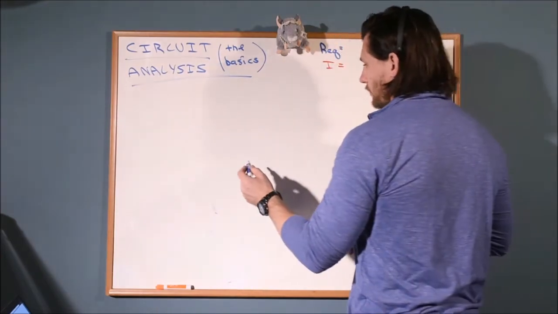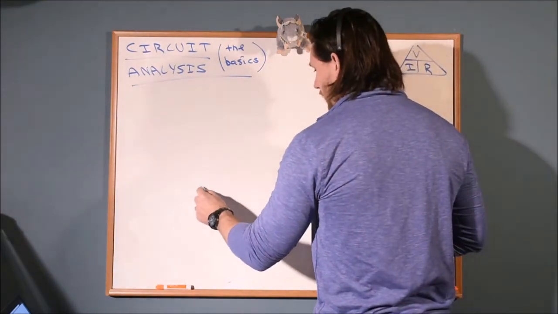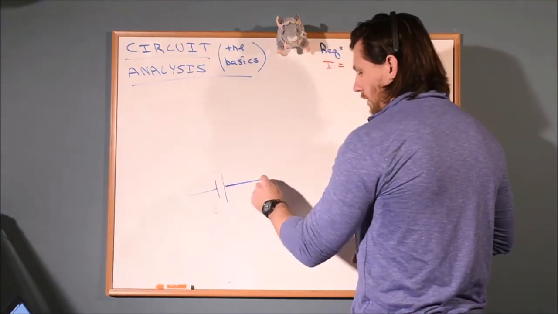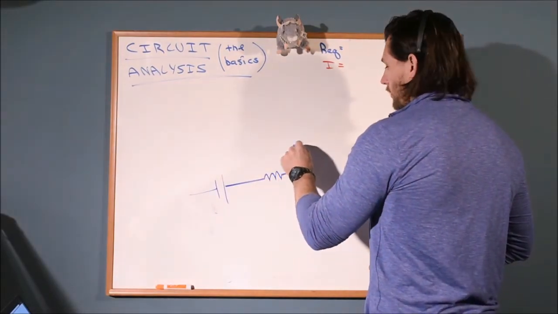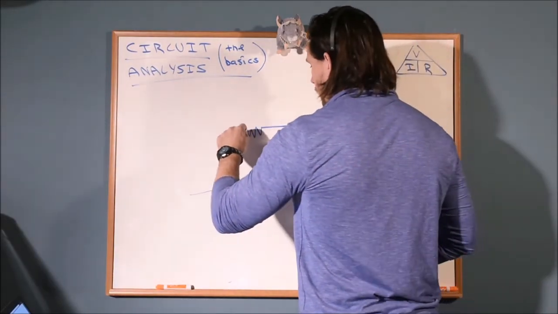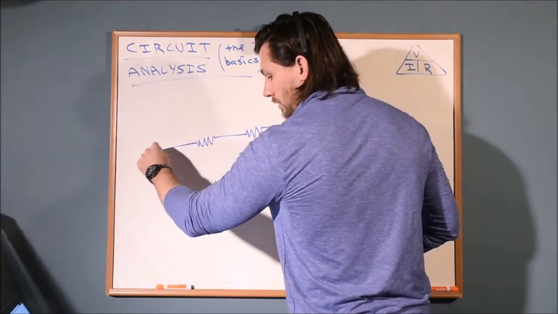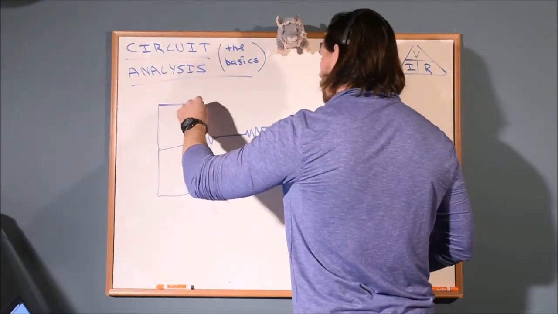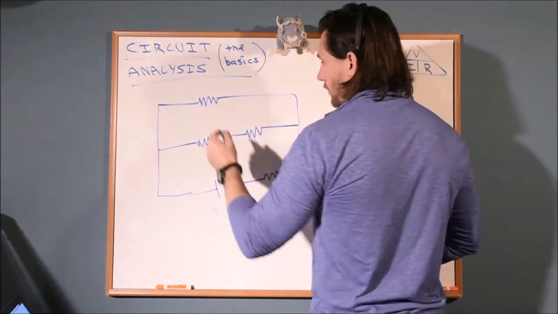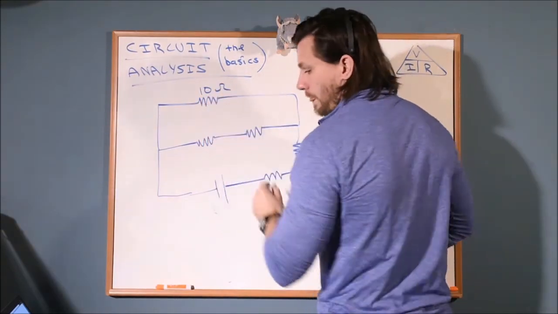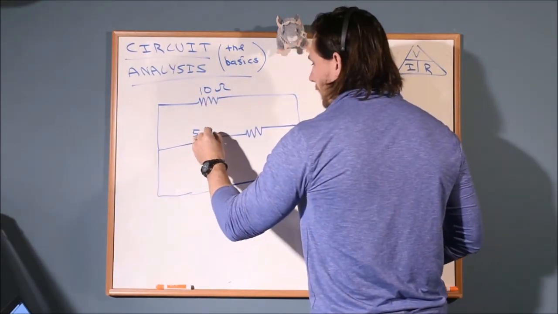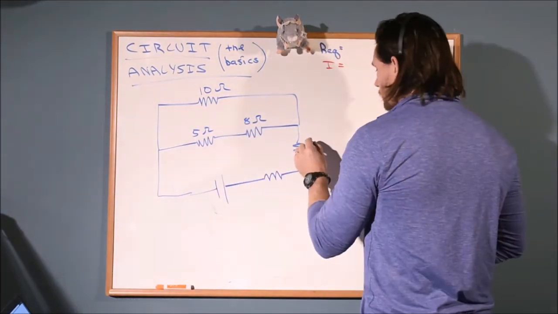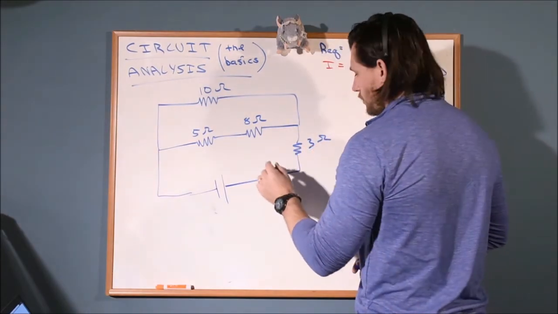Again, you'll see a link to the problem set, to the PDF, in the description. So let's see, the positive end is on the right. Copying this again from what's online. We've got another resistor here. We've got two in this branch. And then we have a 10 ohm resistor on the top. So let's draw this out: 10 ohms, 5 ohms, 8 ohms, 3 ohms, and 2 ohms.